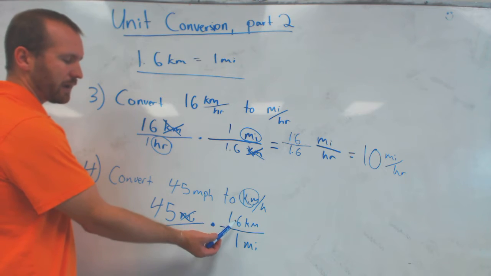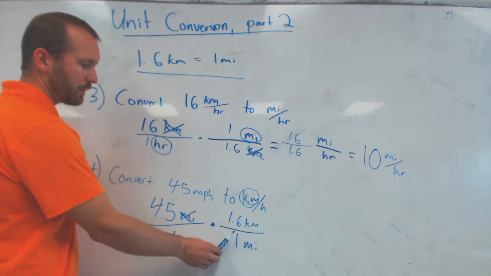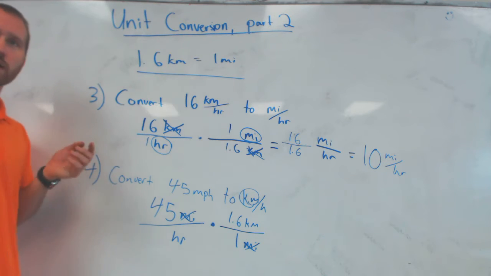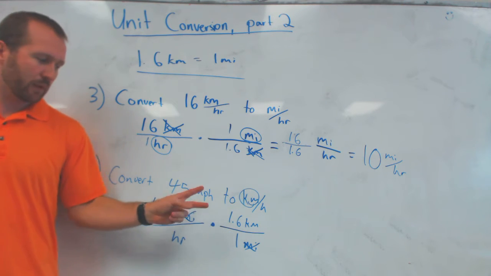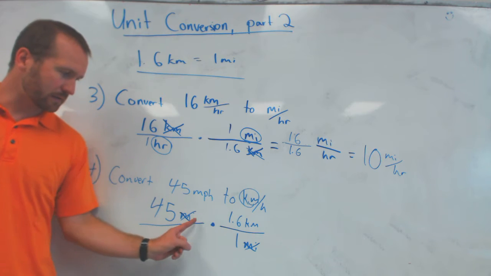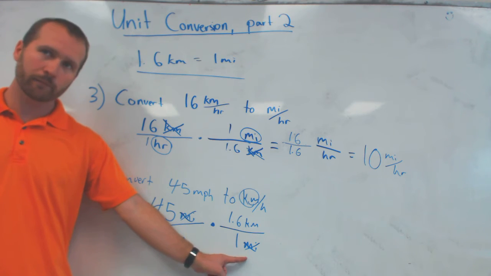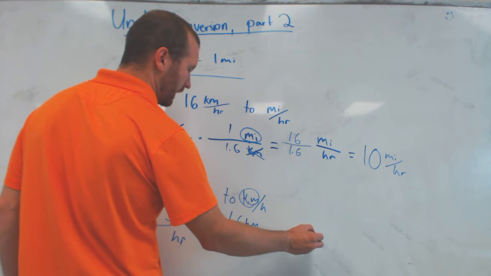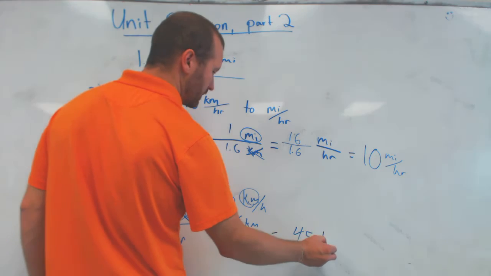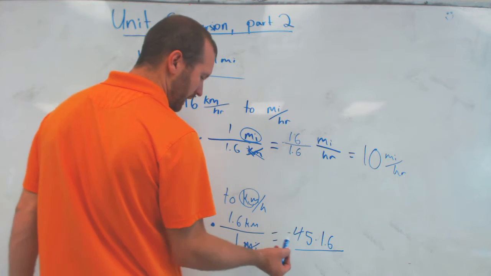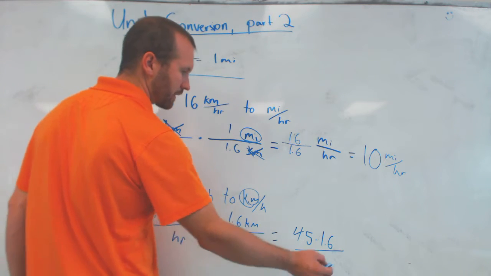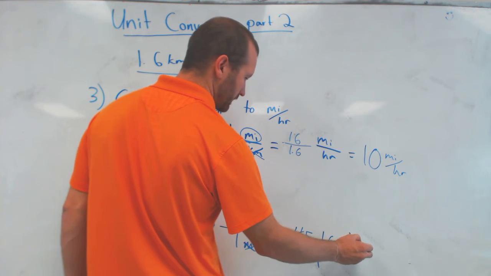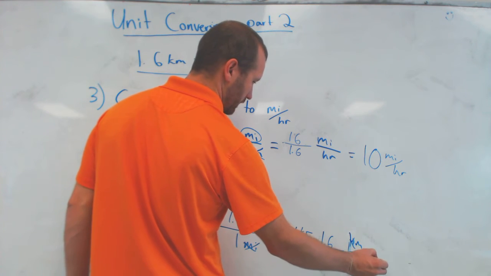And again, I'm checking in my head, okay, is 1.6 kilometers equal to 1 mile? Yes, it is. Yeah, that's my conversion factor. I did that part correctly. Does miles cancel? Okay, miles cancels. It's in the top, it's in the bottom. Now I have this. 45 times 1.6 divided by 1. That's the only thing in the bottom. And then I have kilometers per hour.